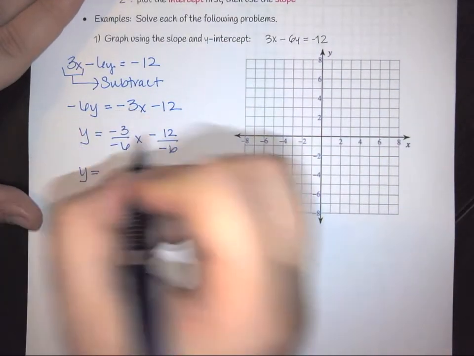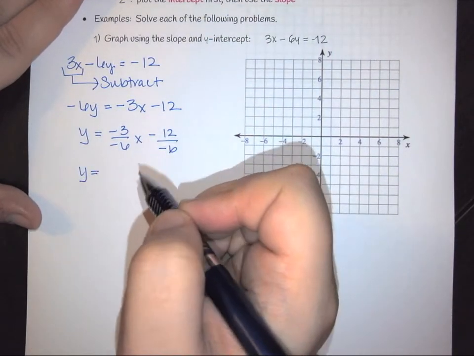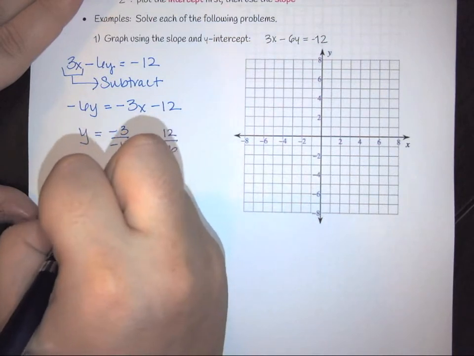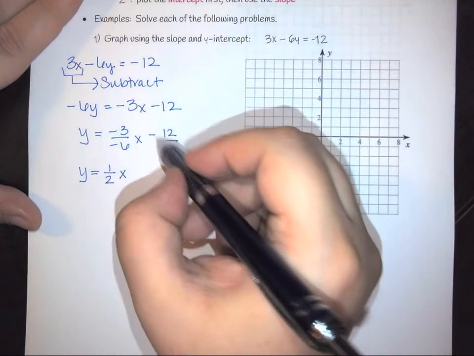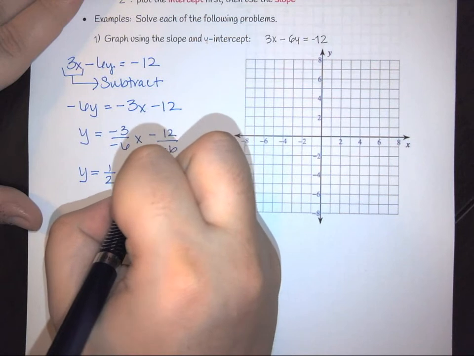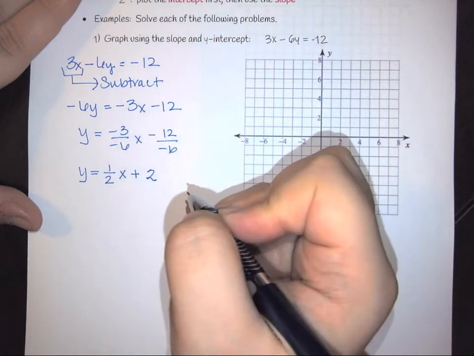So y is equal to negative over negative is positive, 3 over 6 is 1/2 x. Negative over negative is positive, 12 over 6 is 2.